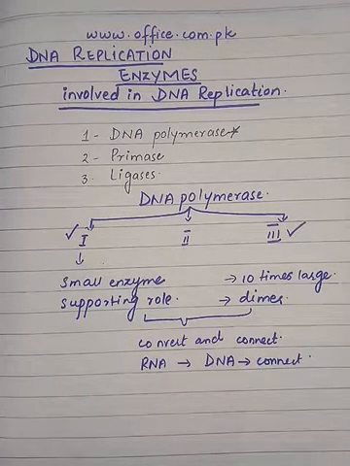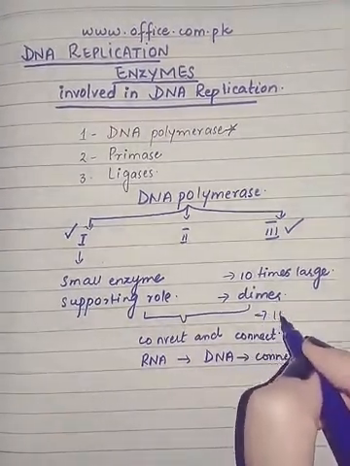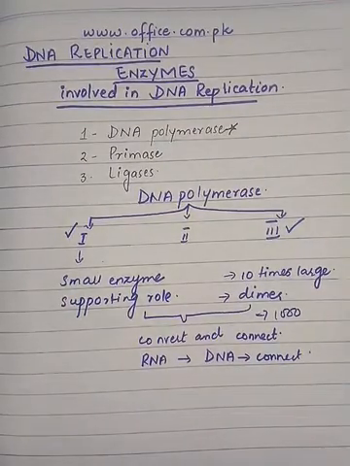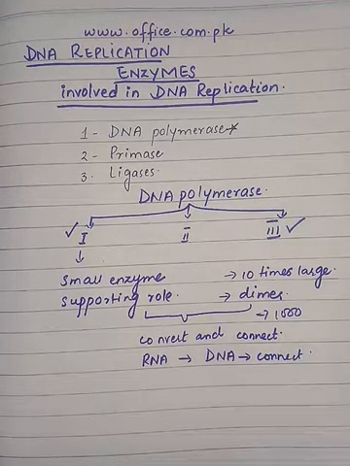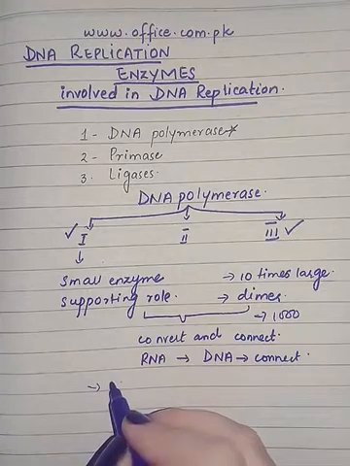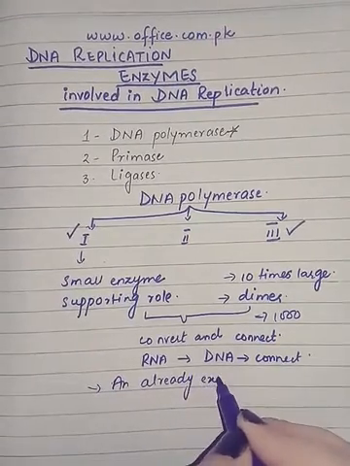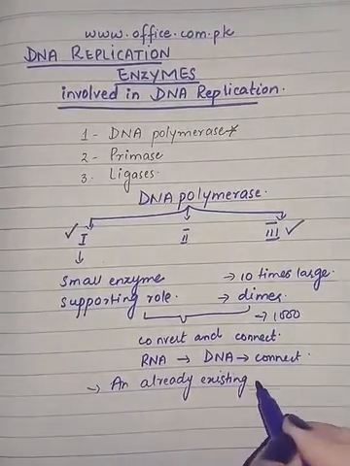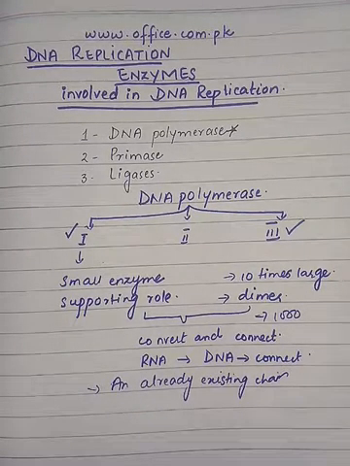Now the speed of DNA polymerase 3 is that it can join almost 1000 nucleotides per second. And one of the very important features of DNA polymerase is that it can add nucleotides only to a chain of nucleotides that is already paired with the parent strand. An already existing chain. So the DNA polymerase cannot initiate the synthesis on its own.